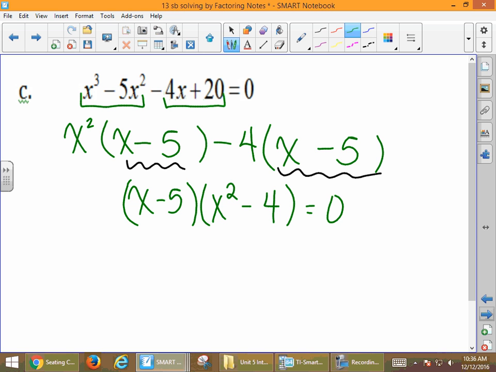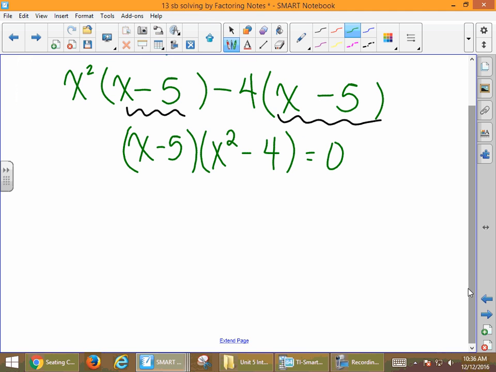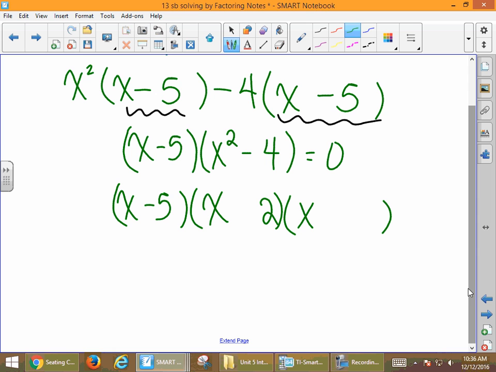Are we done? We can factor some more. Matthew? Square root of x squared is x and x. Square root of 4 is 2 and 2. Difference between two squares, different signs.